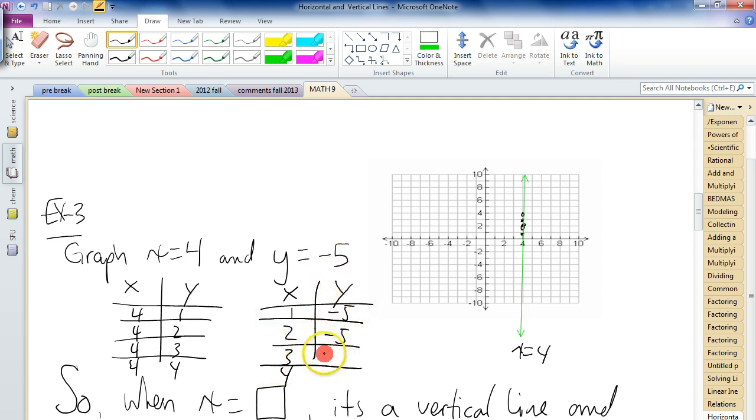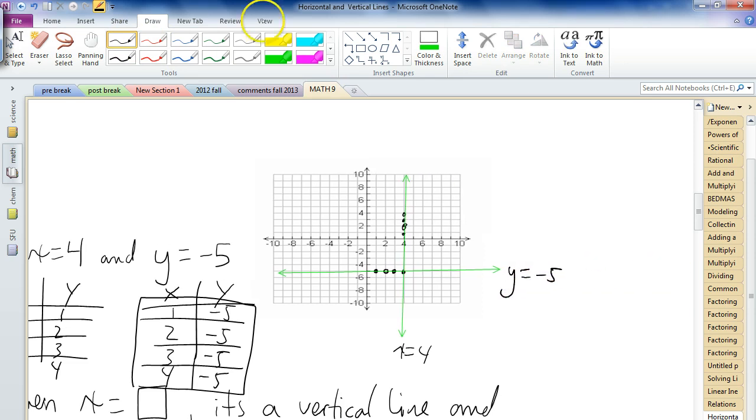X is 2, y is -5. X is 3, y is -5. X is 4, y is -5. It's always -5, according to this equation. So when x is 1, y is -5. When x is 2, y is -5. And you get the idea. It's going to go across this way. And so, the graph looks like that for y equals -5.